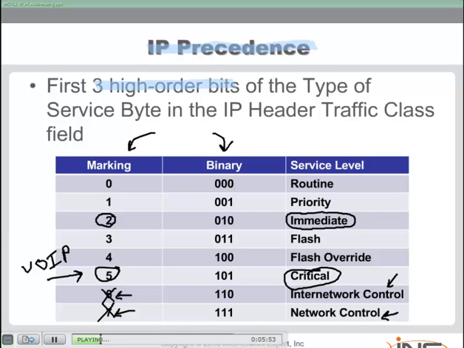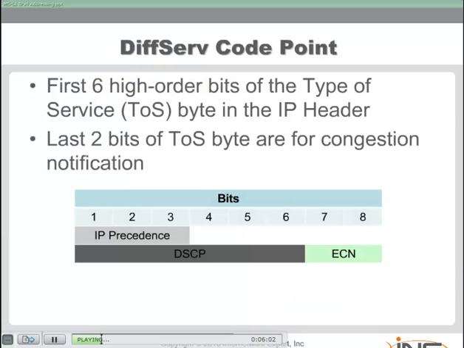This is the older legacy way to mark, where we just use the first high order 3 bits in the type of service byte. The new and improved way to mark is to use what's called the differentiated services code point. We remember talking about the differentiated services approach to quality of service. So sure enough, this differentiated services code point approach to marking, this is based on this new and improved overall approach to quality of service that we can take.